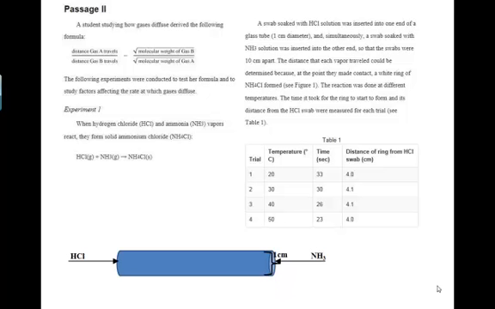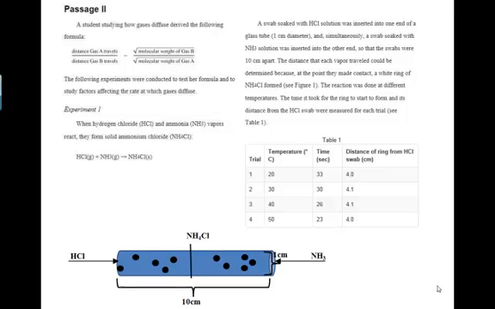The swabs are how far apart? 10 centimeters. The distance that each vapor traveled could be determined. So HCl is put in there and stuff moves. NH3 is put in there and stuff moves. They meet. The point at which they meet, there's a white ring of NH4Cl that forms. That's the experiment that took place.